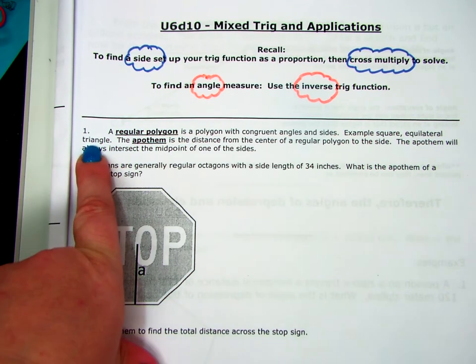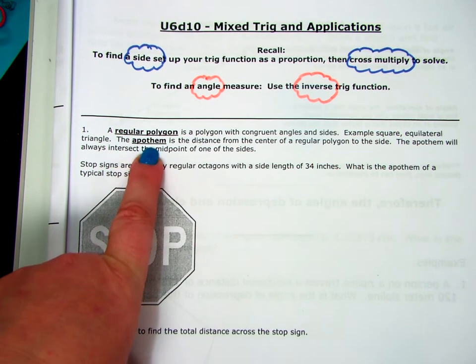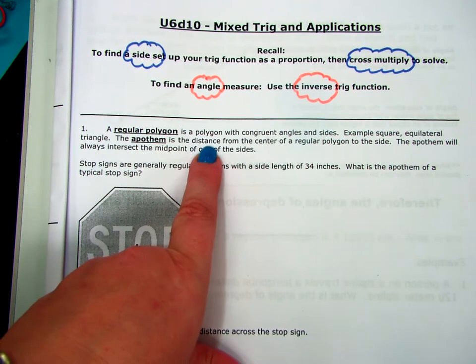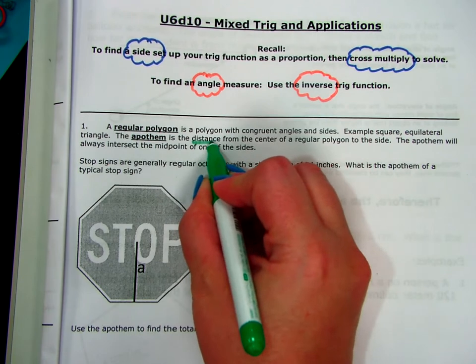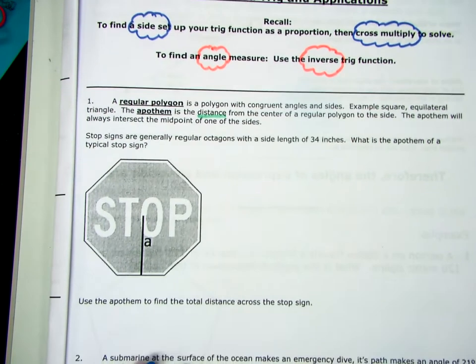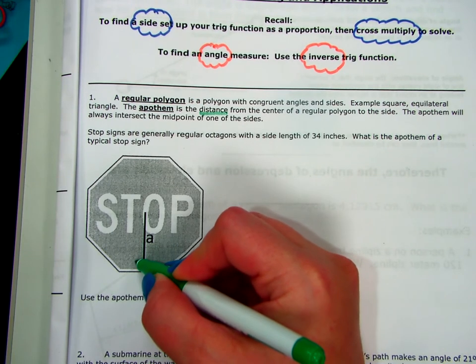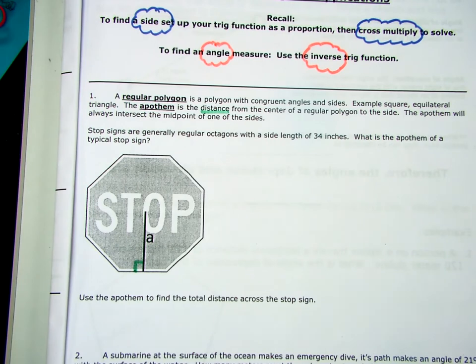Okay? Next vocabulary word, every polygon has a thing called an apothem. The apothem is the distance from the center of a regular polygon to the side. And since it's distance, we hopefully remember that distance is always a perpendicular measurement. So when it hits that opposite side, it's always going to hit it at a 90-degree angle. That's perpendicular.